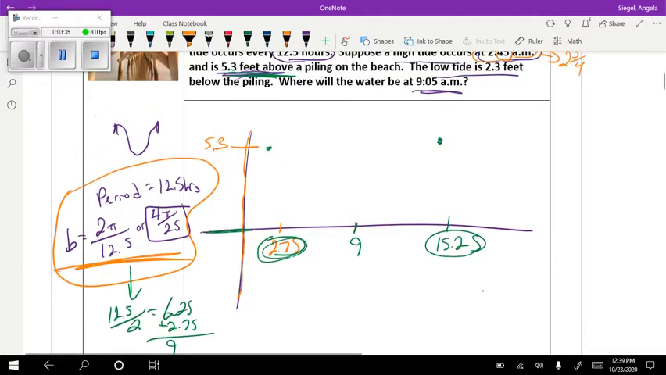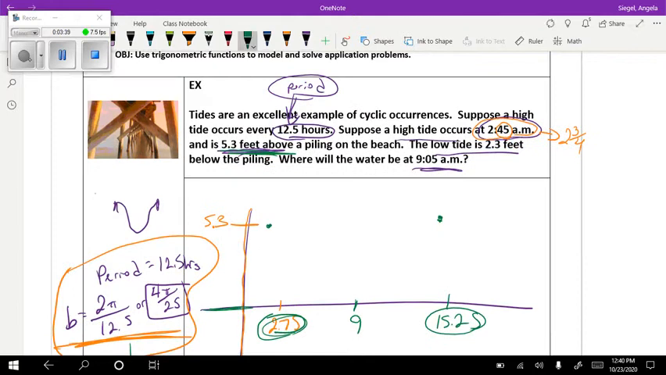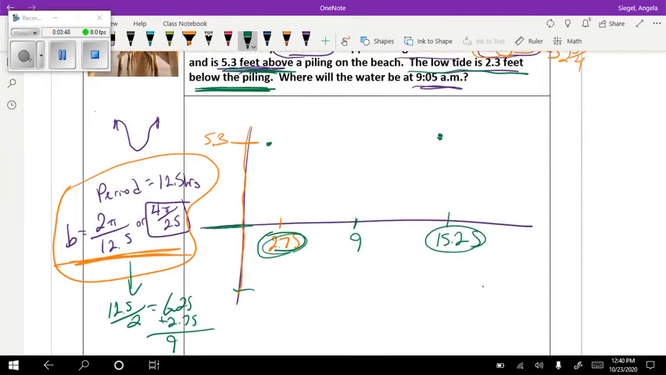And do we know how low the low tide is? Let's see. Low tide is 2.3 feet below the piling, so like below the beach. That's going to be a negative 2.3. Negative 2.3 right there.